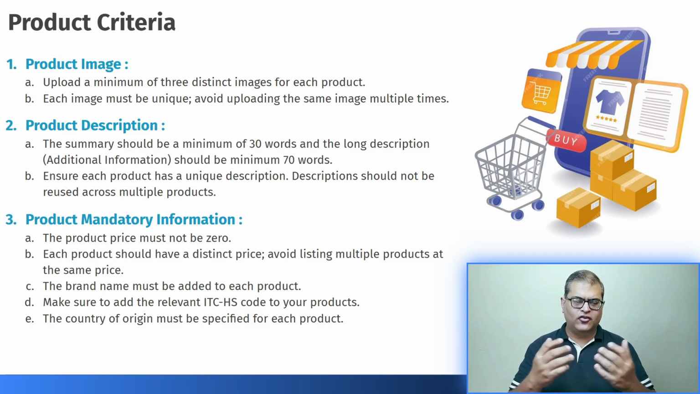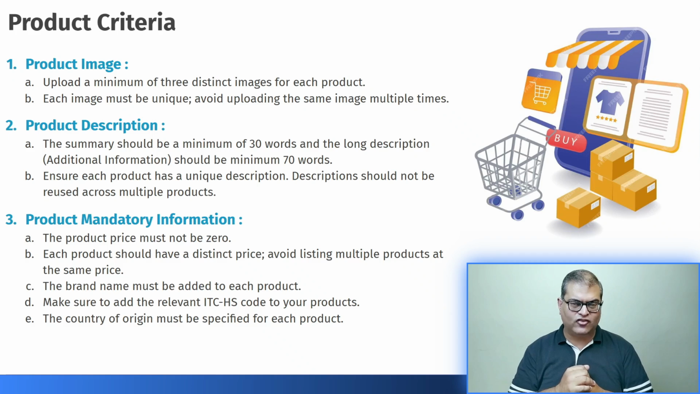The next point is you must add the HS code to all the products, and the country of origin should be added. Now, related to these last 3 points, C, D, and E, I can imagine that you must be confused. How will we update this information, or how will we check this information?